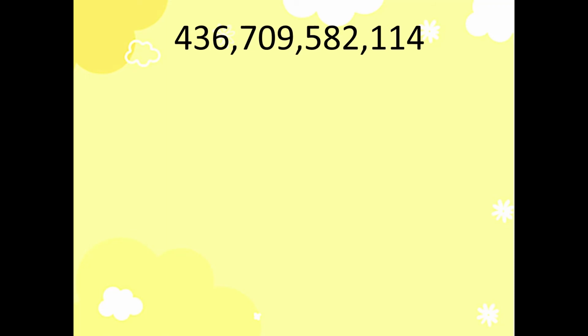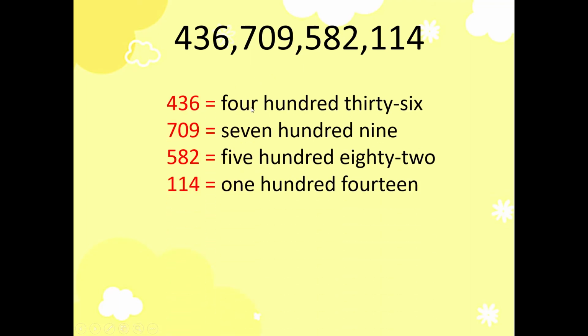Okay, let's move to another example. When you see a large number, the first thing you have to do is separate it into groups of 3. That's what I got: 436, 709, 582, and the last one 114.